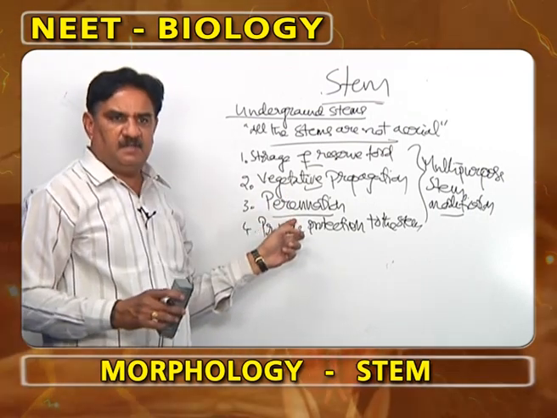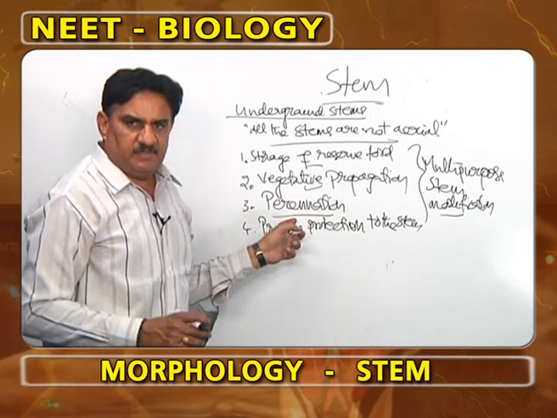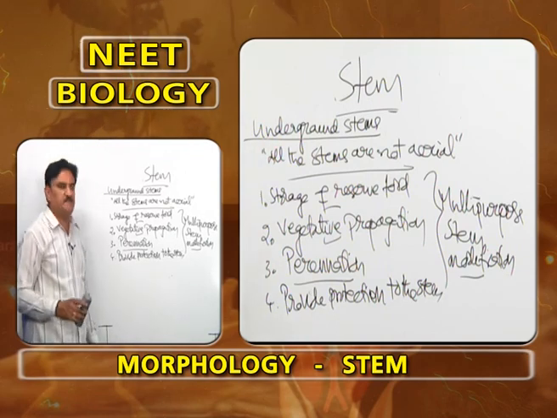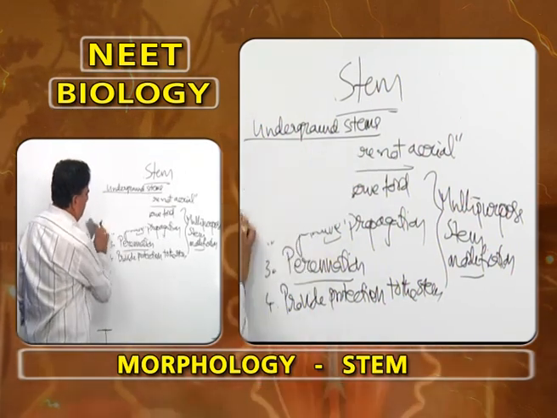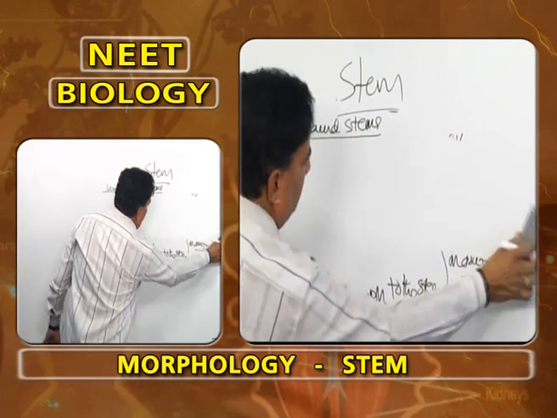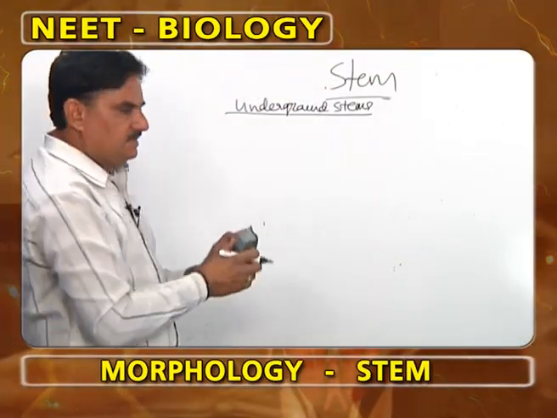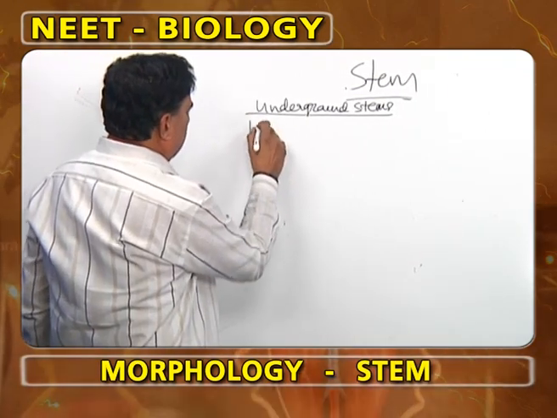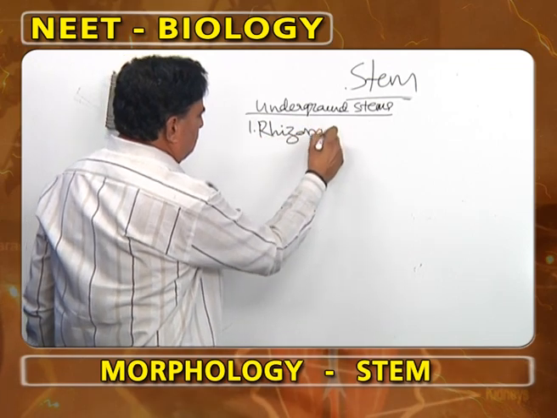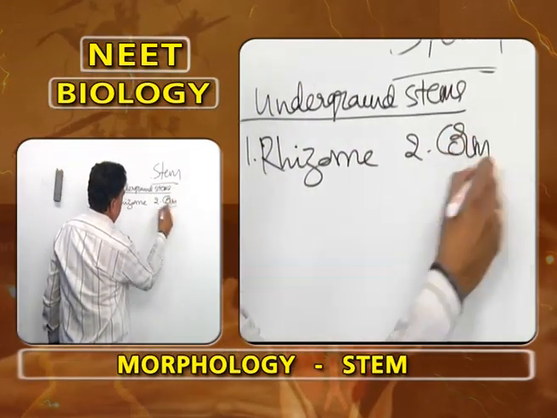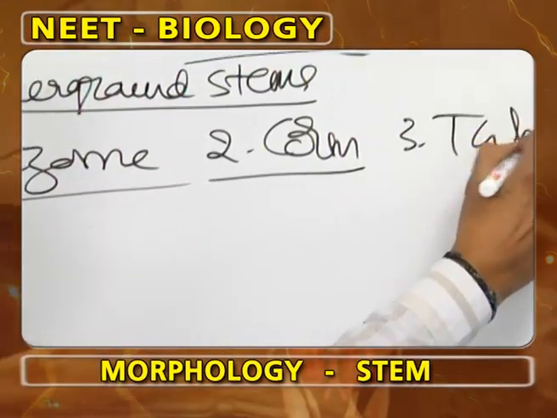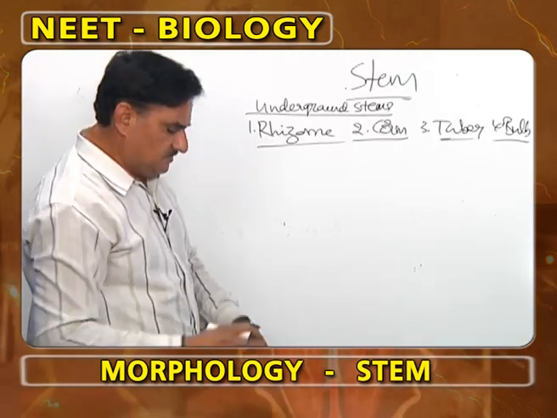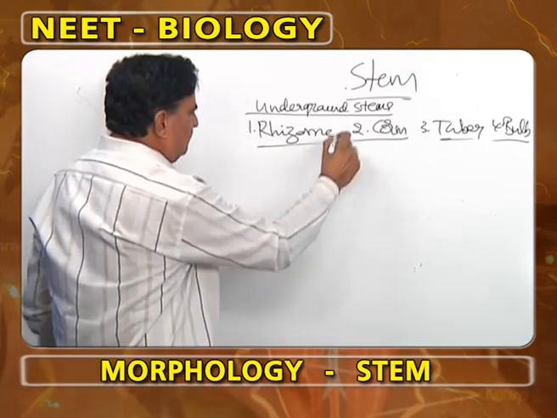What is perennation? Living under the soil for many years and producing new plants only in particular seasons, and providing protection to the main stem from grazing animals. Because one modification performs these many functions, underground stem modifications are very popularly called multi-purpose stem modifications. These are 4 types: rhizome, culm, tuber, bulb.